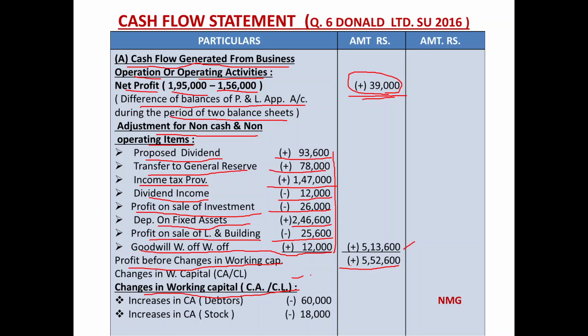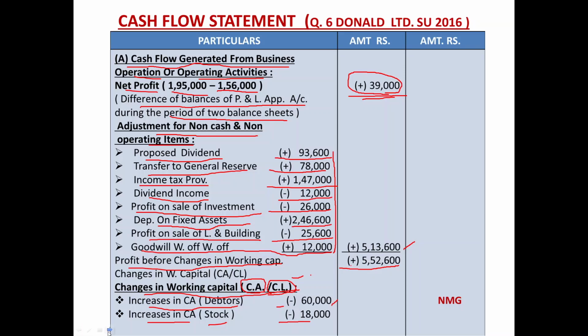You know the relationship: current assets CA with cash flow, negative relationship; CL with cash flow, positive relationship. Let us implement it. Increase is in CA, namely debtors. Decrease is the cash flow, minus 60,000. Increase is in CA, namely stock. Decrease is the cash flow, minus 18,000.